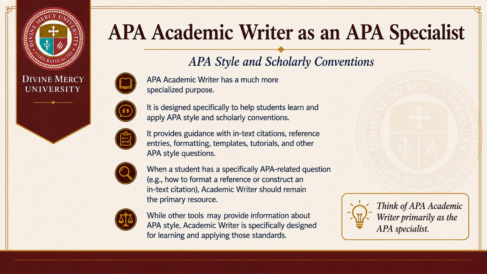APA Academic Writer has a much more specialized purpose. It is designed specifically to help students learn and apply APA style and scholarly conventions. Academic Writer can provide guidance with in-text citations, reference entries, formatting, templates, tutorials, and other questions related to APA style. For that reason, when a student has a specifically APA-related question, such as how to format a reference, or correctly construct an in-text citation, APA Academic Writer should remain the primary resource. While other tools may provide information about APA style, Academic Writer is specifically designed for learning and applying those standards.